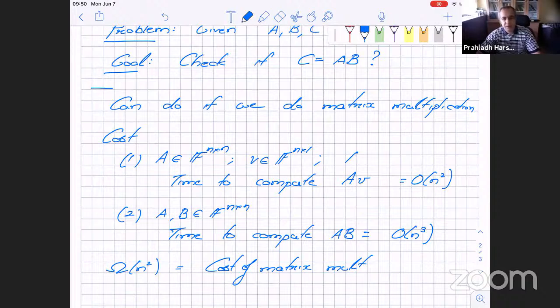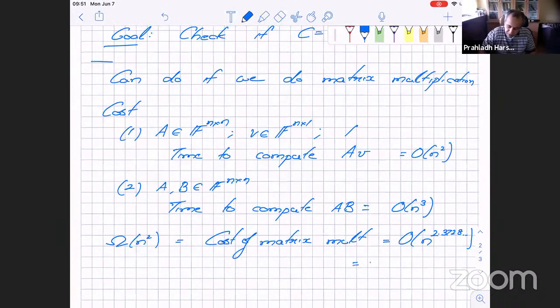There's been a lot of work, starting from Strassen, who had an algorithm. The current best is n to the power 2.3728 something. This is due to Virginia Williams and Andrew Stothers. Let's in general call this n to the omega.